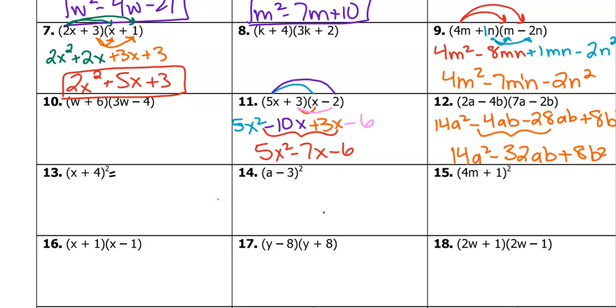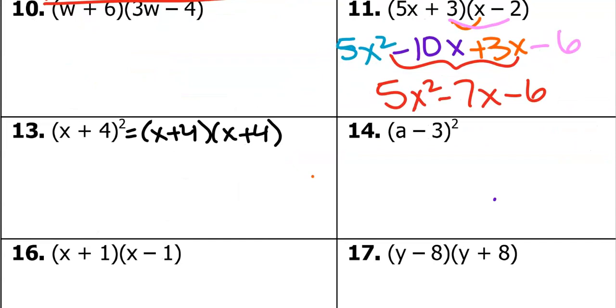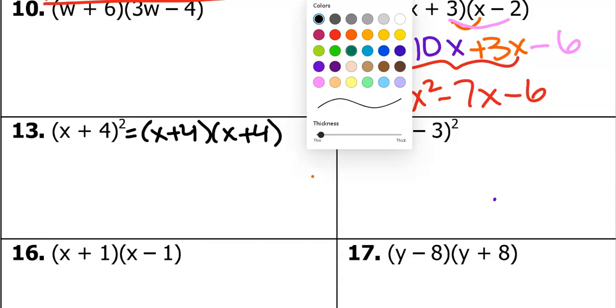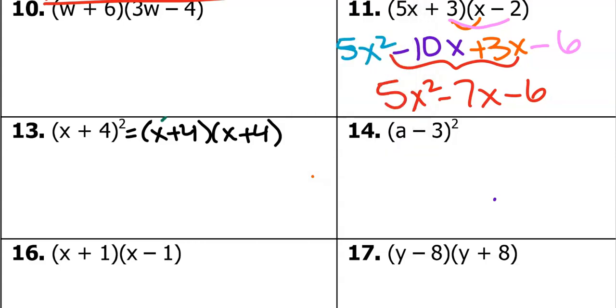Yes, that's fine. So something is being squared. That means you always write it out twice. Always, always, always. It's always your first step. Something is being squared, you write it out twice. It's being multiplied to itself. And now it looks like one of those first ones. We can do this. All right, what is x times x? There you go, x times 4.